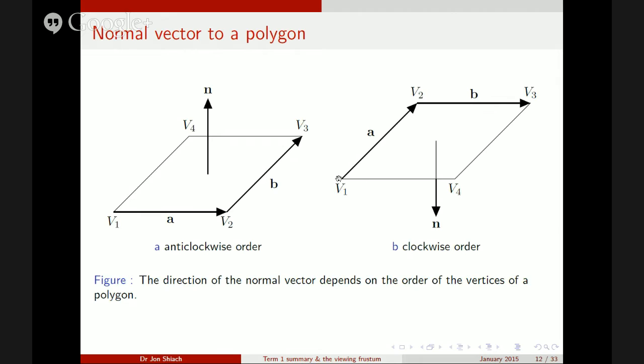If I was to label them in a clockwise direction and use the same equation, the normal vector will point in the opposite direction. So it's convention to list the vertices in anti-clockwise order. That always assumes that your normal vector then points towards the viewer, and that's important when we start dealing with lighting.